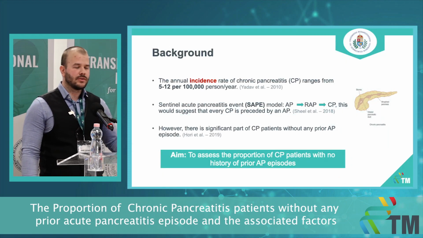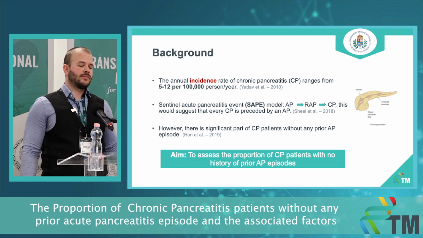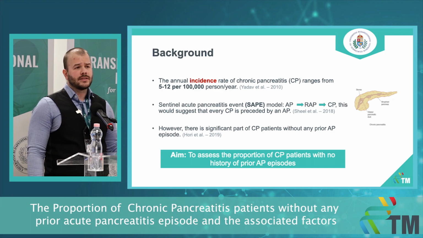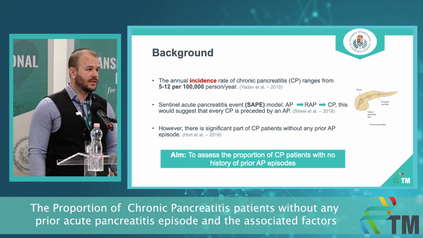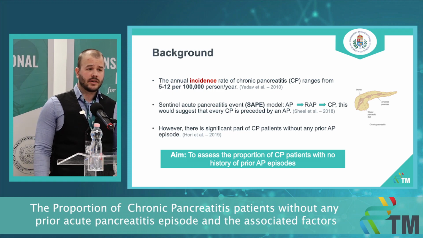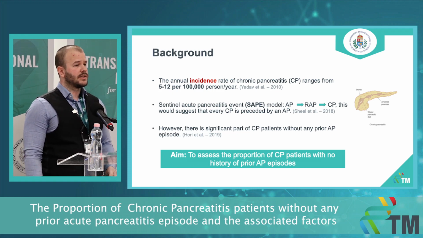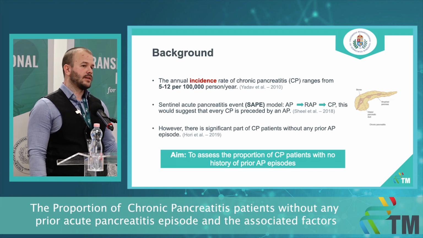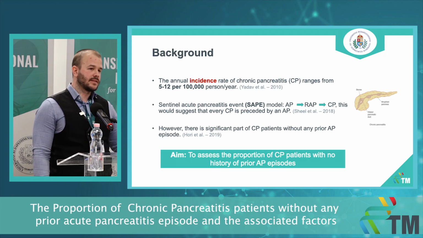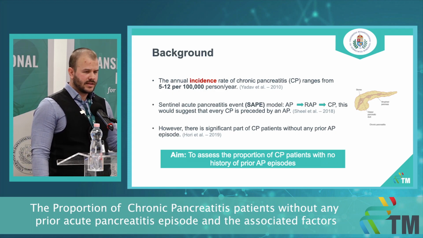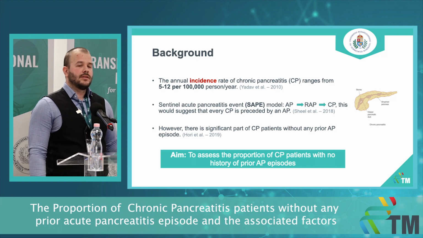The annual incidence rate of chronic pancreatitis varies between 5 and 12 cases per 100,000 persons a year. Chronic pancreatitis is a severe condition that greatly deteriorates quality of life and reduces life expectancy, and currently there is no specific curative treatment available. A common belief is that acute pancreatitis, recurrent acute pancreatitis, and chronic pancreatitis represent a disease continuum, as I previously presented by the sentinel acute pancreatitis event model.